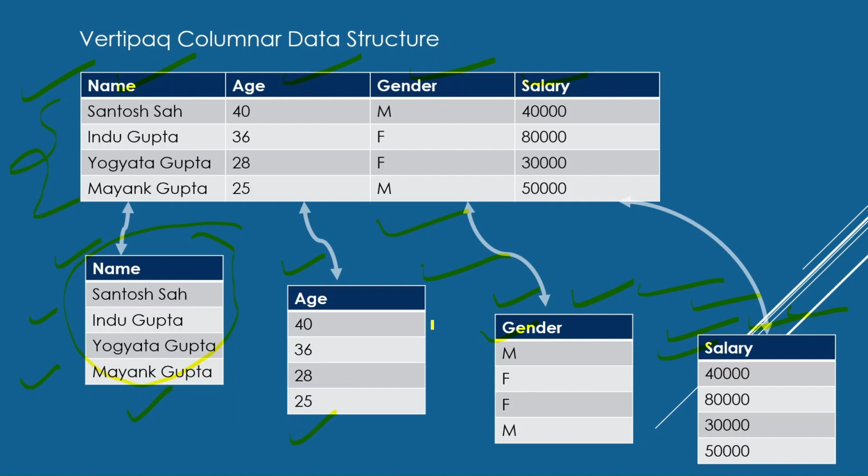Suppose there is another DAX query where we ask what is the maximum salary of a male whose salary is 40. So these three columns will participate in the DAX query. Whatever columns are required to serve a request in the form of a DAX query, only those columns will participate to execute the query plan which we have written in the form of a DAX query.